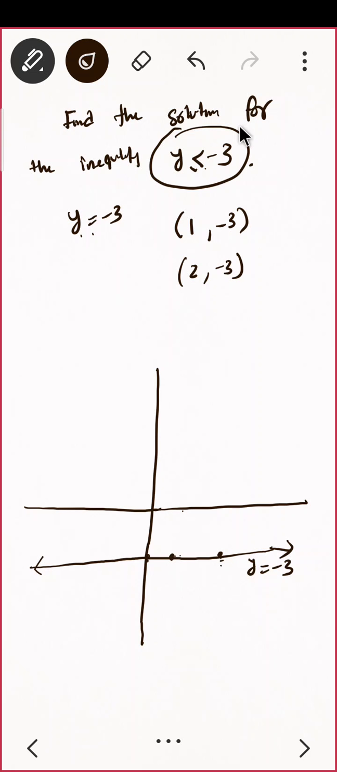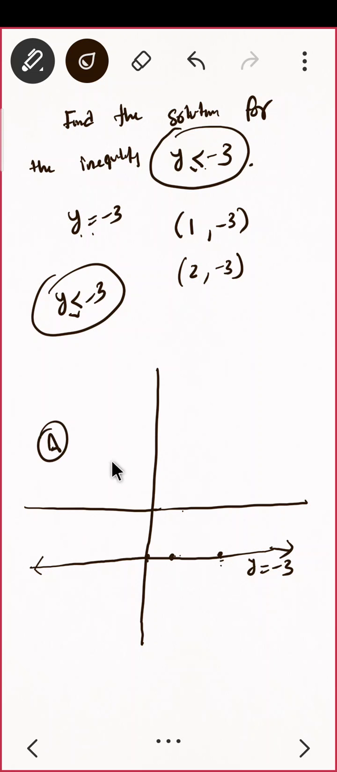Now the next question is, can you draw this part now? Y is less than equal to minus 3. How can you say? This may be either this side or that side, correct? So I'll call this region A, this side, and this side I am putting as B. Can you tell me which region is this and how?